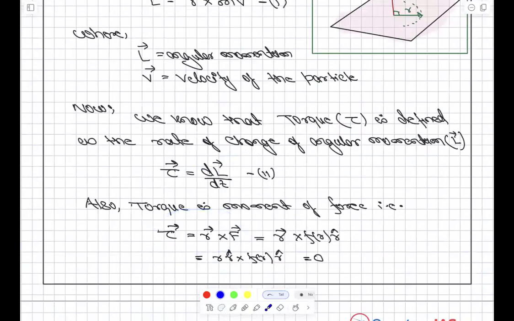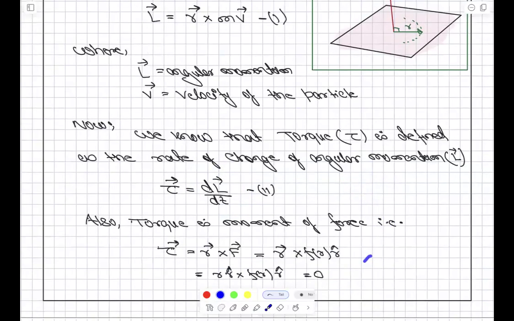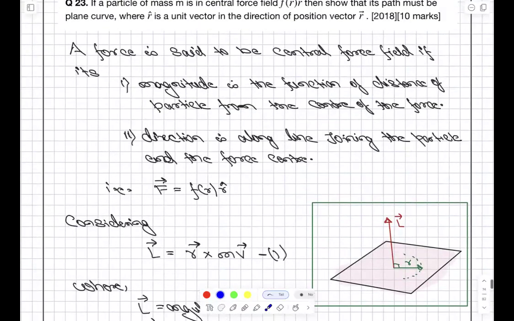But here what do you find? r cross force, and the force is in the direction of r only. That means what is the angle between them? Either 0 or π, that is what it is. Either they are parallel or anti-parallel. In both cases, torque will be 0. If torque is 0, then dL by dt is 0. That means L is constant. So L constant, so what can you understand from that? That conservation of angular momentum. So see, students can write this in half a page, but you have to write it in 2 pages.